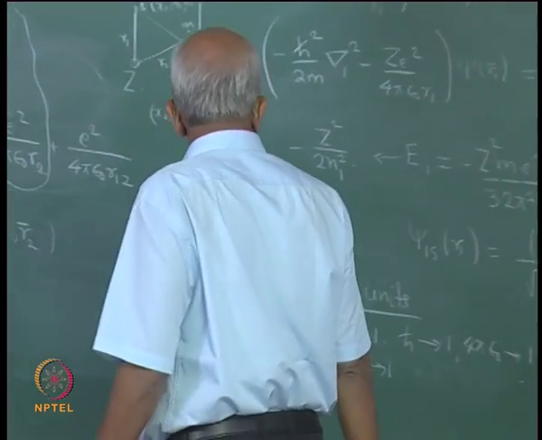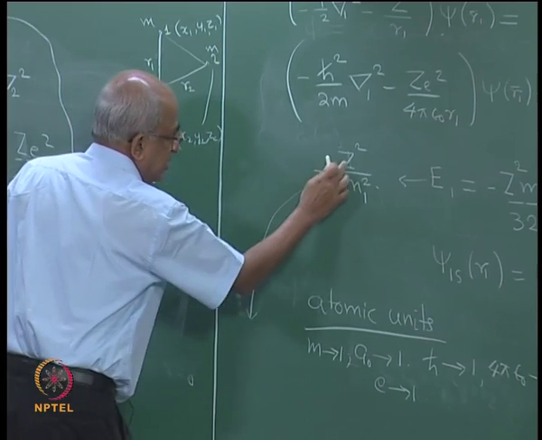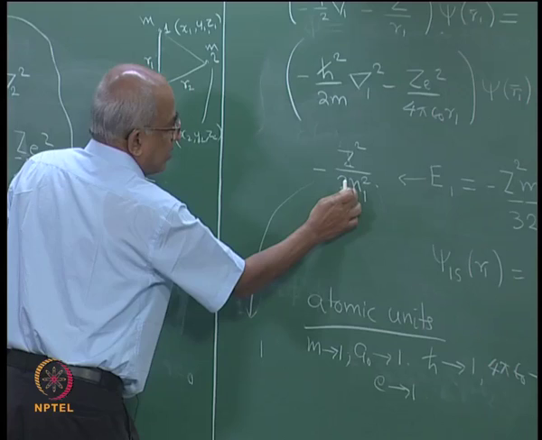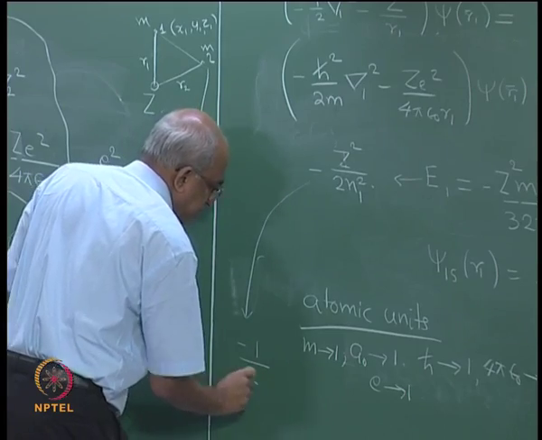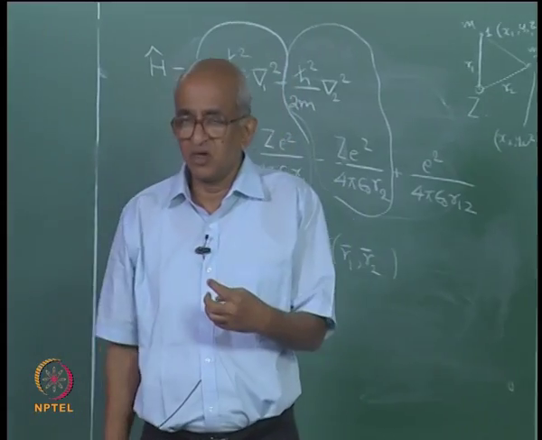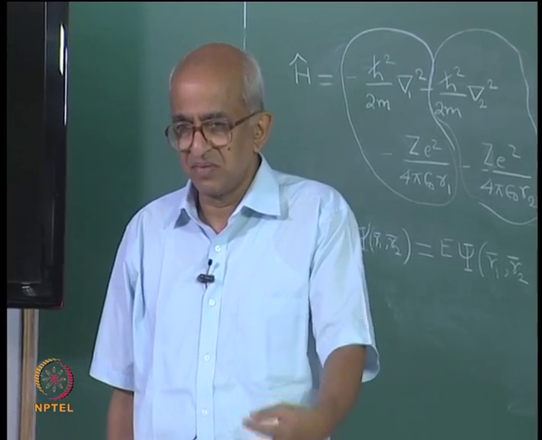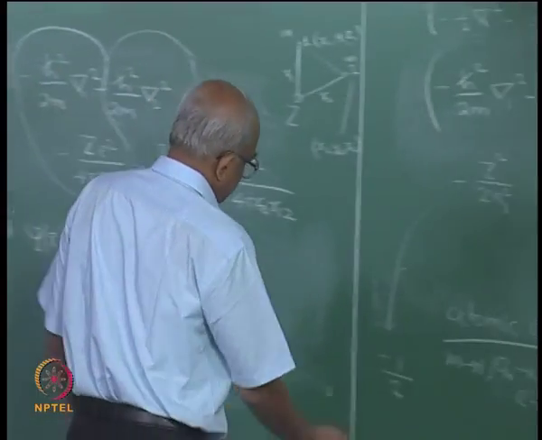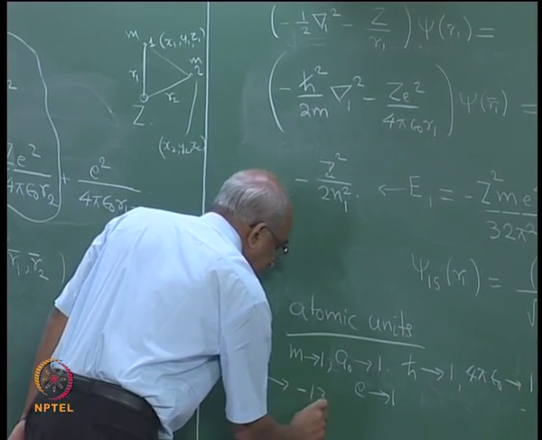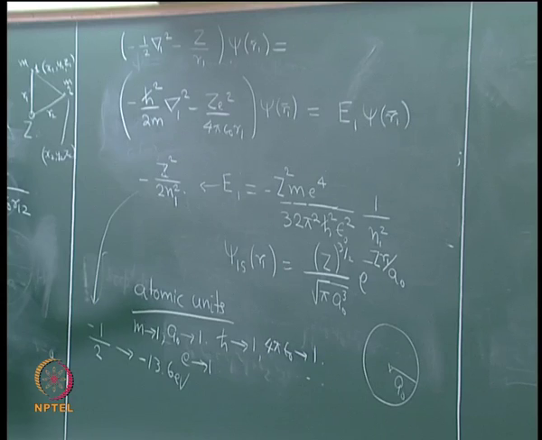Now, if you want to just check this, you think of the ground state of hydrogen atom, for hydrogen atom Z is 1, ground state means the quantum number n is 1. So, therefore, you will get a simple answer minus half. So, this is in atomic units, but you know that the energy of an electron in the hydrogen atom expressed in terms of electron volts is minus 13.6, which immediately tells you that 1 atomic unit of energy is nothing but 27.2 electron volts.